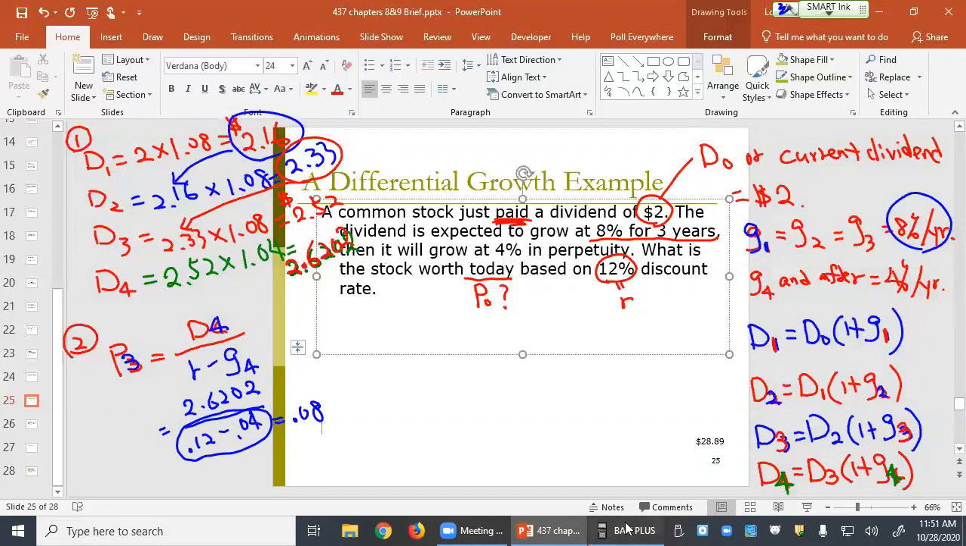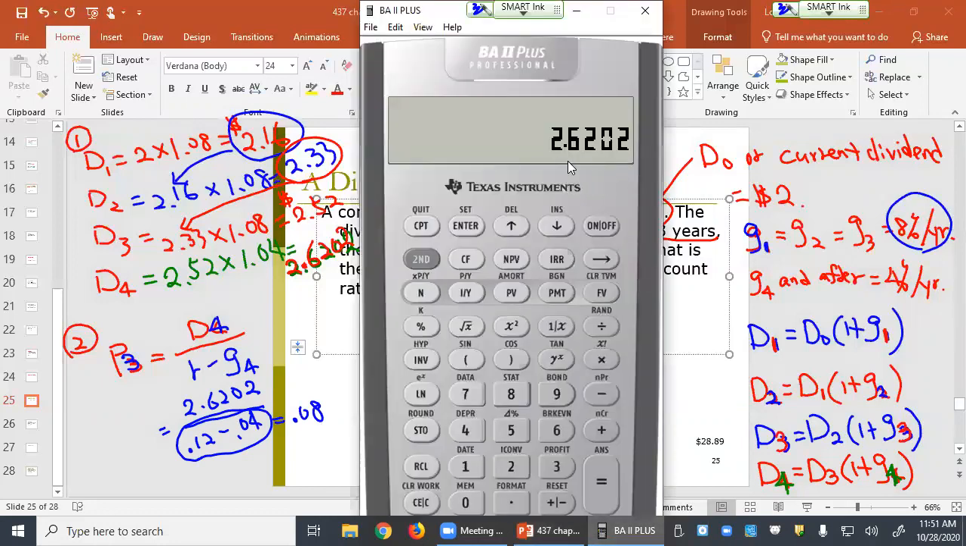I can just use this output that I already have as my numerator, and I'll divide it by 0.08. So my calculation tells me that in 3 years, or by the end of year 3, I can sell the stock at $32.75. I can sell my stock in year 3 at $32.75.